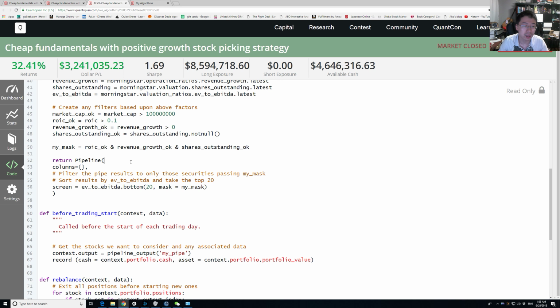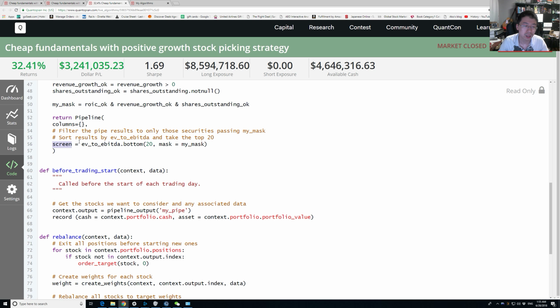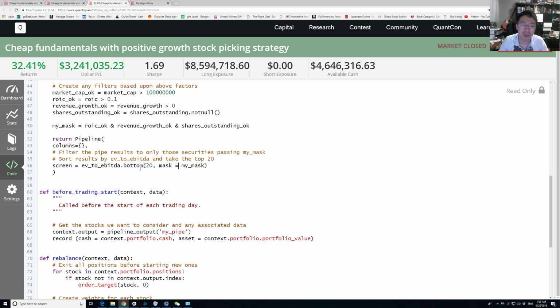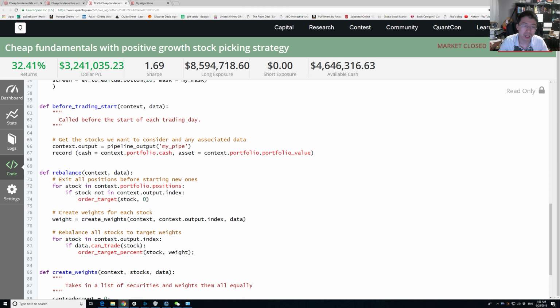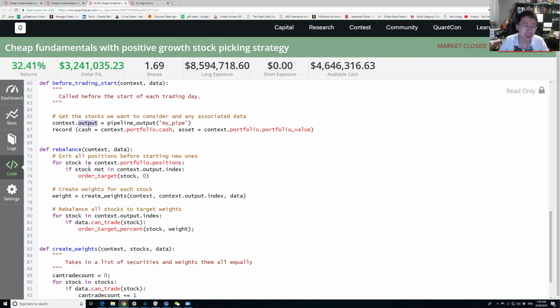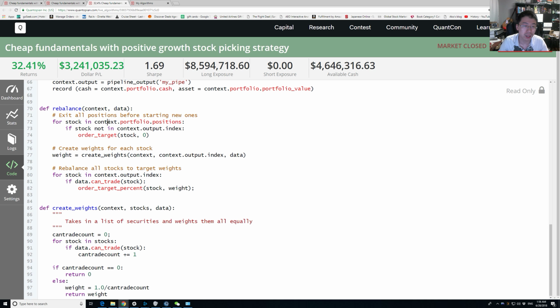criteria. And then at the end, I say, okay, the screen is the bottom 20 of EV to EBITDA. So that's cheapness. I want the cheapest 20 stocks that satisfy these criteria. Okay, so basically that gets output to context.output, and then during rebalance, first of all, I say, okay, if I already have some stock in the context.portfolio, that's just the way it's really just convention.